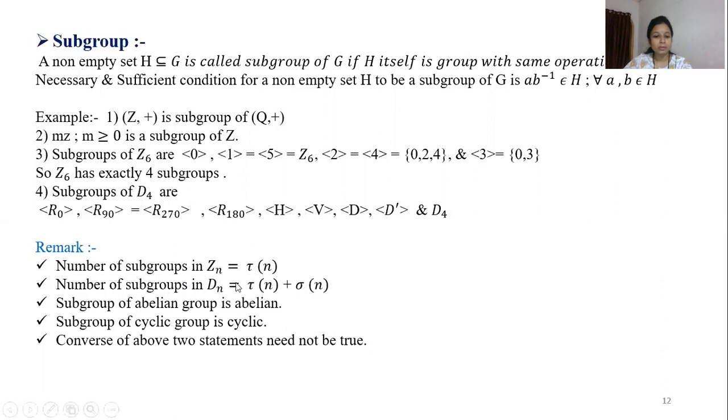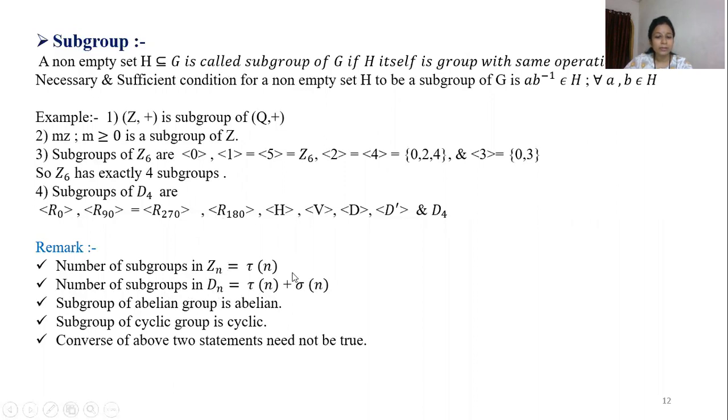Tau of n means the total number of divisors of n, plus sigma of n. Sigma function: sigma of n means the sum of divisors of n, the sum of positive divisors of n. It is tau of n plus sigma of n. It gives the number of subgroups in Dn. Tau of n gives the number of subgroups in Zn.